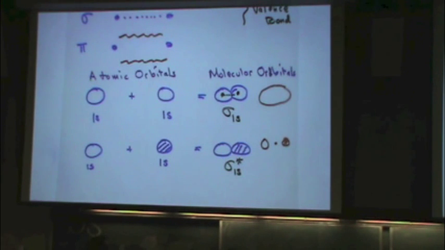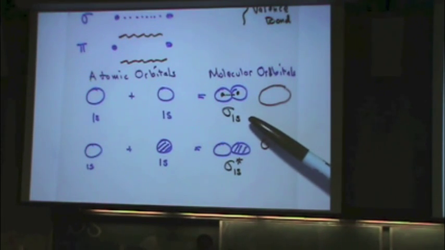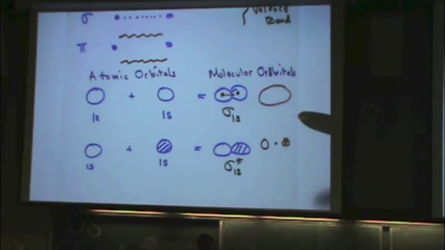So the asterisk is superscripted, and that shows that the second one is anti-bonding, or two different phases together, destructive interference. The top one without an asterisk is the bonding interaction, same phase. If they were both shaded, it would be the same sort of thing. It would be a sigma 1s molecular orbital, or this one is a sigma 1s star molecular orbital.